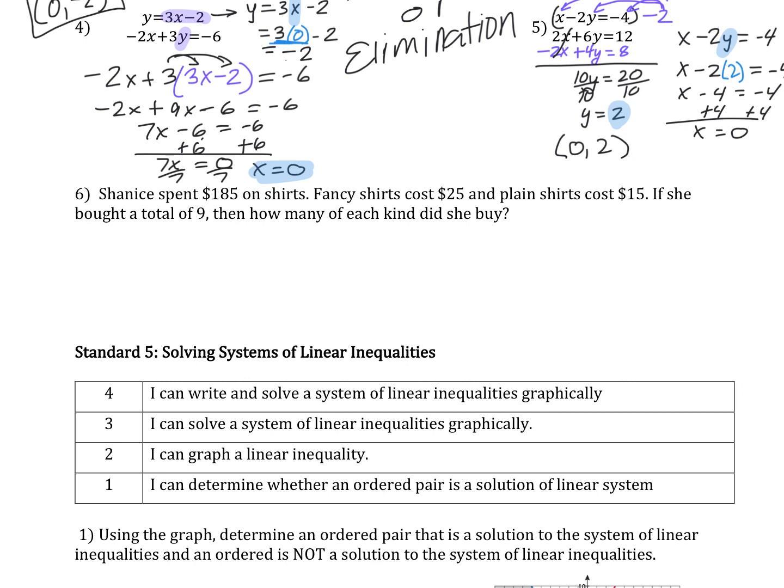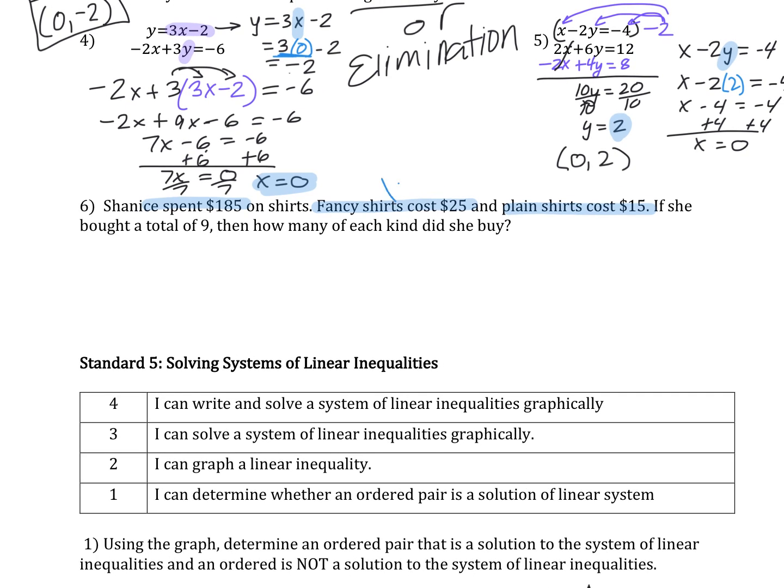So let's see. I'm going to look at all my things that have to do with money first. Fancy shirts cost 25. Plain shirts cost 15. I'm going to make fancy shirts x and plain shirts y. So it's going to be 25x plus 15y is equal to 185. And then she bought a total of 9, so that means the number of fancy shirts plus the number of plain shirts is equal to 9.